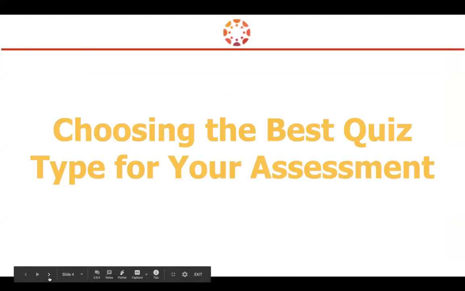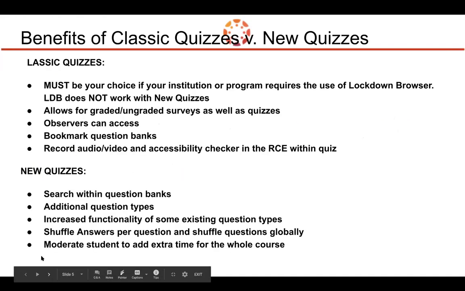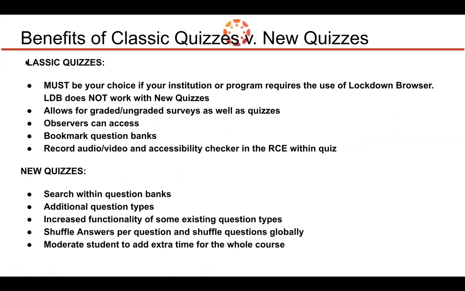So choosing the best quiz type for your assessment. Classic quizzes must be your choice if your institution or program is requiring the use of Lockdown Browser. Understand from the beginning, Lockdown Browser does not work with new quizzes at all. So if you are being required to use the Lockdown Browser and or monitoring software, you will need to use classic quizzes. Classic quizzes allows for graded and ungraded surveys as well as graded and ungraded quizzes. So if you're wanting to put out a survey to students, then that might be your choice.